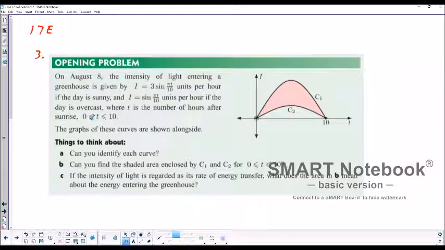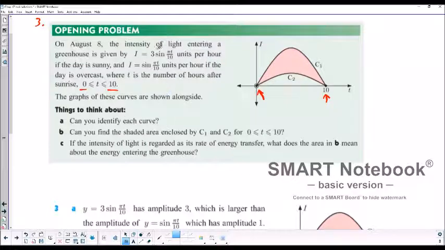We're not sure what time of day the sunrise occurred on August 8th, but at sunrise, it's time 0, and we're going to be looking at the amount of sun in this greenhouse for 10 hours. And so we have our two x-intercepts. That's nice. So those are the boundaries for our integration.